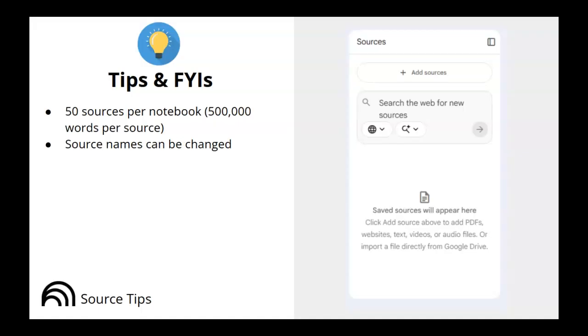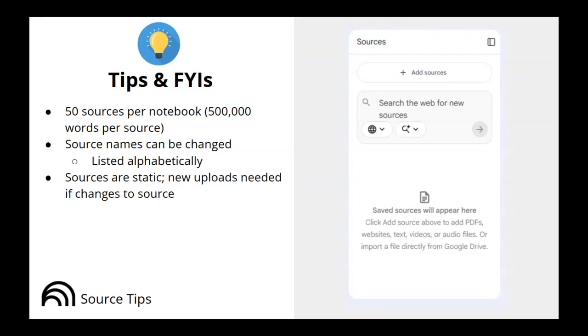Your source names can be changed. Now, the reason this is important is your sources are going to be listed alphabetically. Some people like to input, say, an OER resource, a textbook that's OER, and they want to make sure that the students are using the textbook in order if they're engaging with it. So they might go in and change the name to 01, 02, 03 so that they fall in line numerically. So that's something to keep in mind.